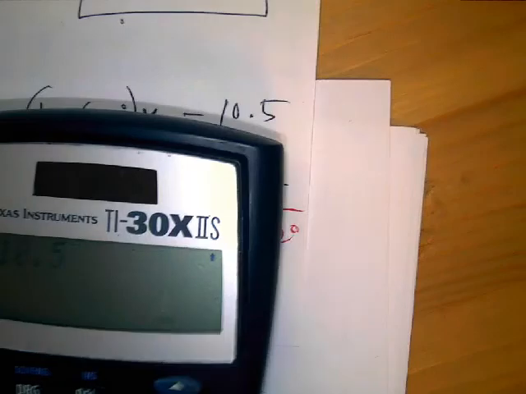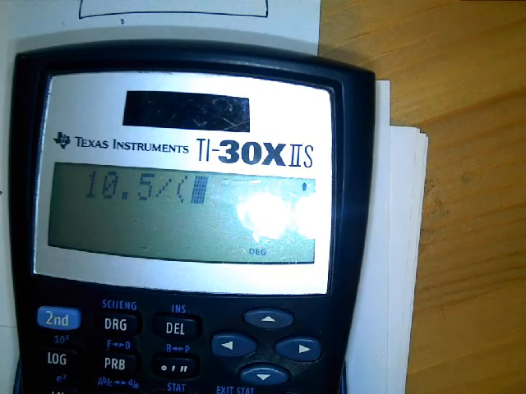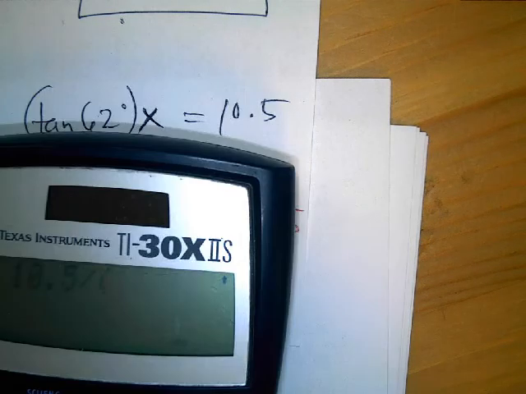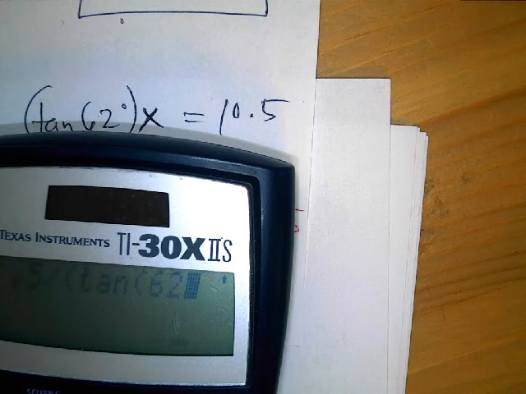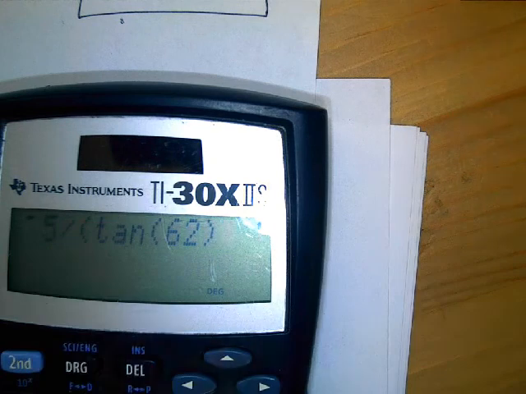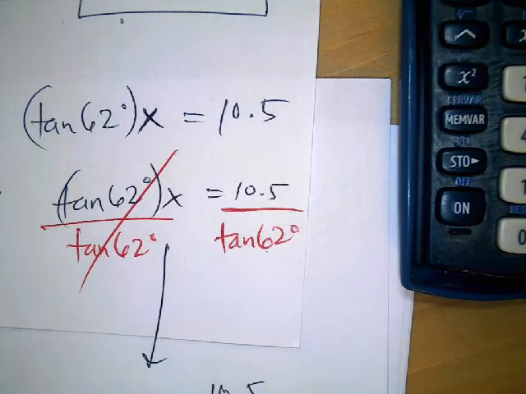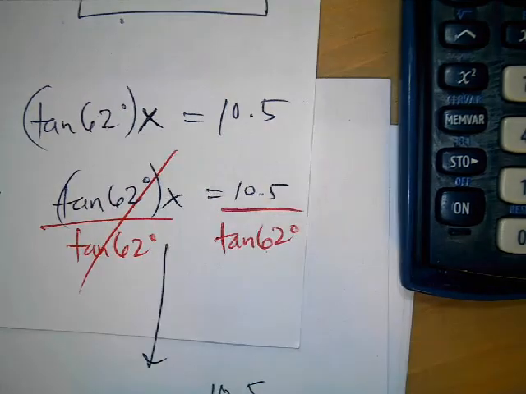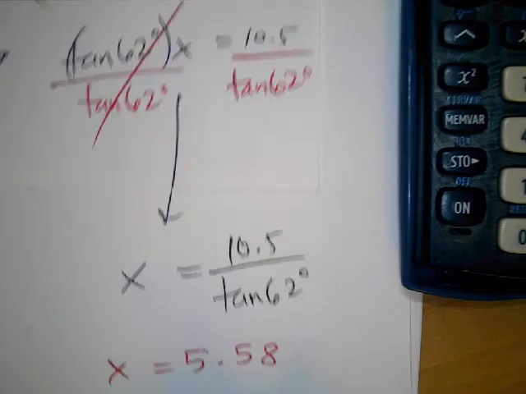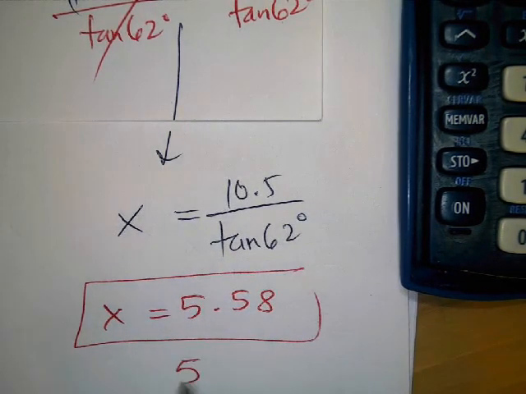What is that? 10.5 divided by, and this is where I use parentheses. What is it? Tangent of 62. Tangent 62. And then I close the parentheses for the 62, and then I close another parentheses for this one out here, and then I hit an equal sign. I got 5.58.